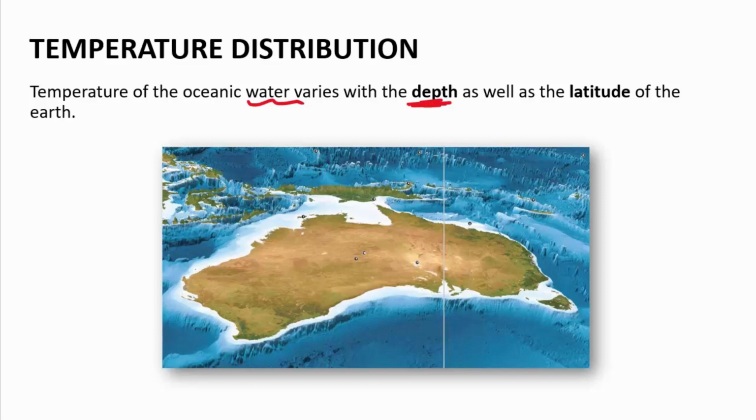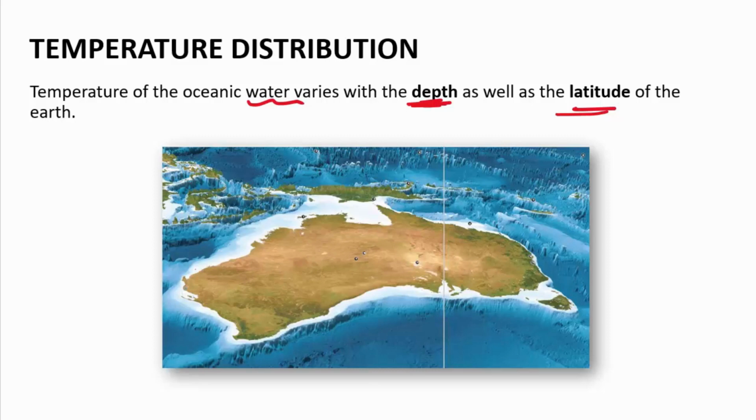The next in our list is latitude. That is, if you change the location of your place on earth, that means if you change the latitude and the longitudinal position of yours on any place of the earth, then also you'll observe temperature distribution. And with a change in latitude, you'll also observe a change in the temperature of the oceanic water. We'll discuss that also. That is also known as temperature distribution in the horizontal direction.